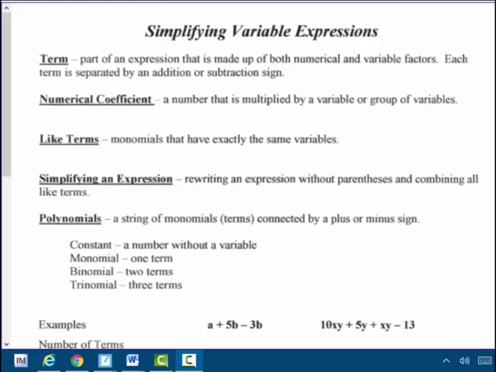A term is a part of an expression that is made up of both numerical and variable factors. Each term is separated by an addition or a subtraction sign. Numerical coefficient, a number that is multiplied by a variable or a group of variables. So it could be something like 7a or negative 6xy. Like terms are monomials, single terms, that have exactly the same variables to the same power. That's what exactly means.